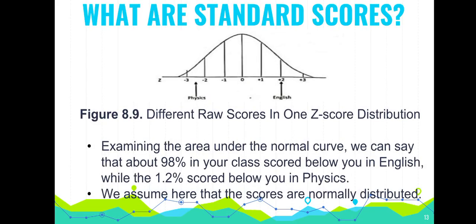Examining the area under the normal curve, we can say that about 98% in your class scored below you in English, while 1.2% scored below you in physics. So we assume here that the scores are normally distributed.